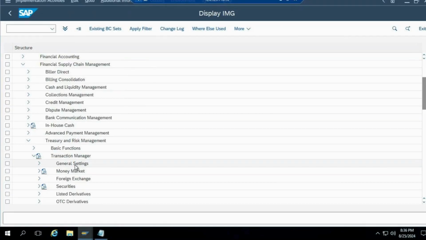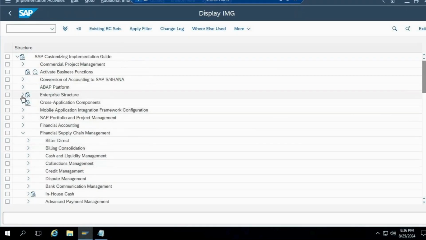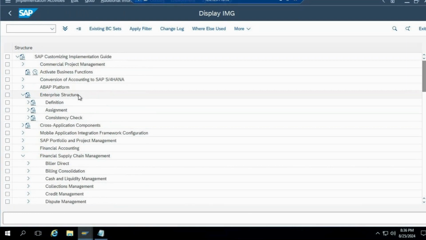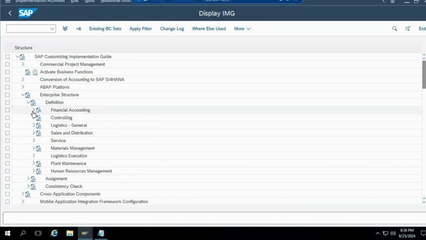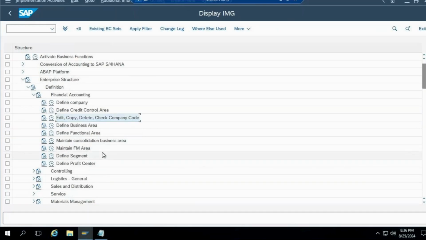When I'm talking about the company code settings, I'm not talking only about company code creation. It requires a lot of other information, like your complete enterprise structures. So when you start the configuration, we'll start from these enterprise structures. First, we'll understand all the basic configuration required from financial accounting. Let's say company code details, copy, delete, check company code, then your controlling area, then your business area. It's now obsolete. We're not going to do that.